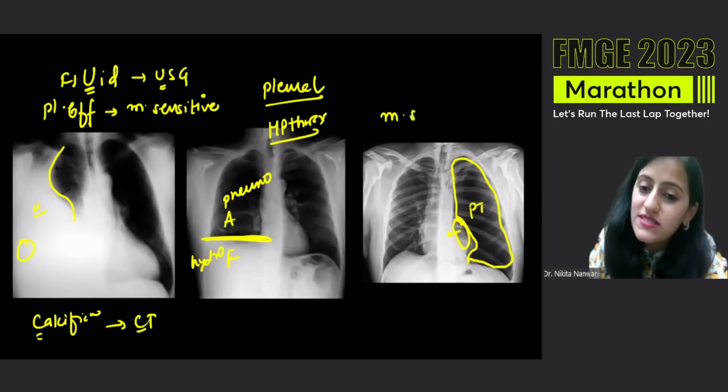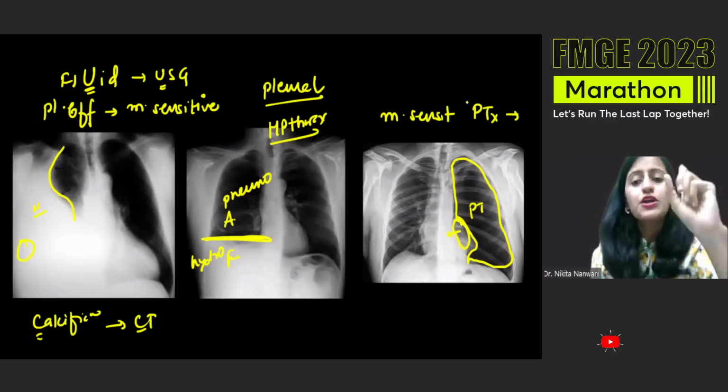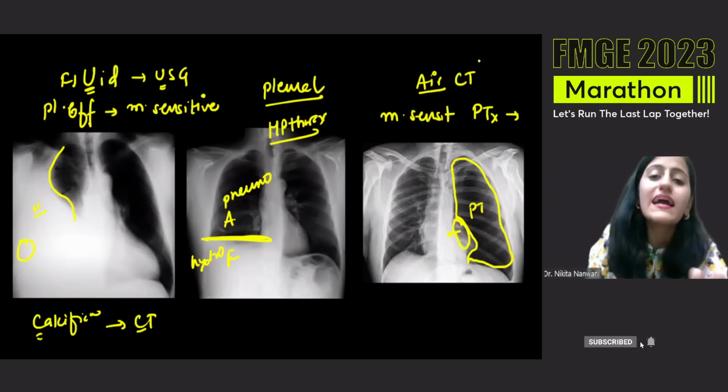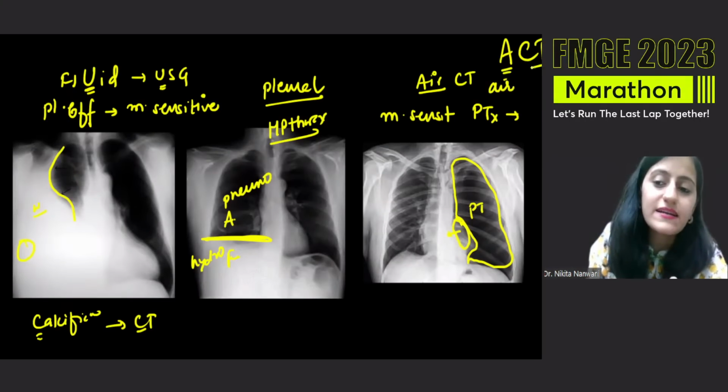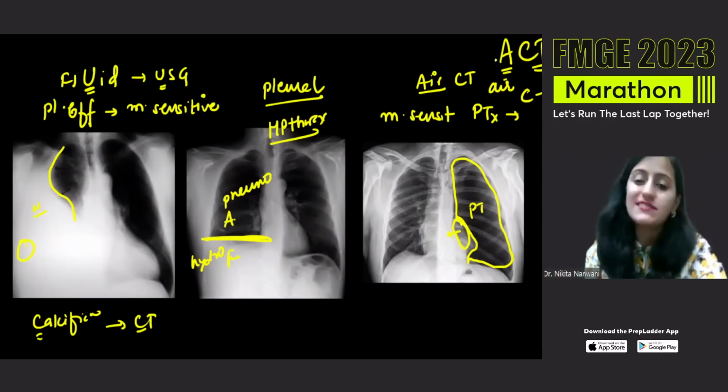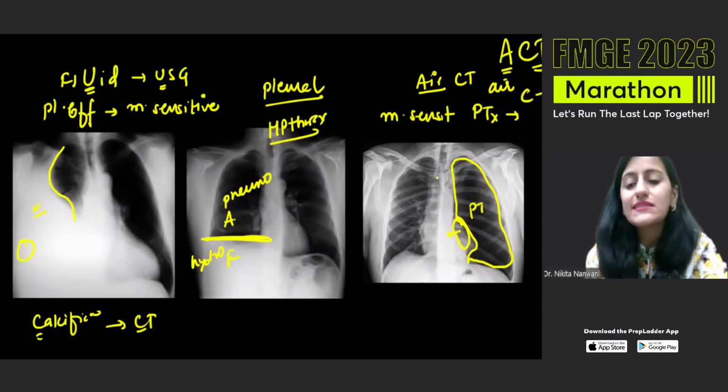What is the most sensitive investigation for pneumothorax? For air, remember it is CT. For air, it is CT. Remember ACT: A for air-containing pathology, CT. C for calcification, CT. Okay, so this is pneumothorax.